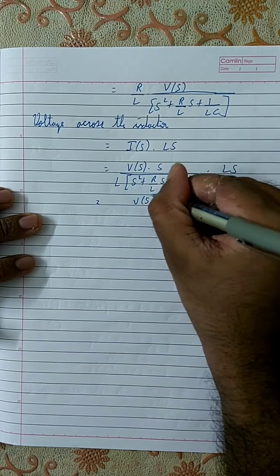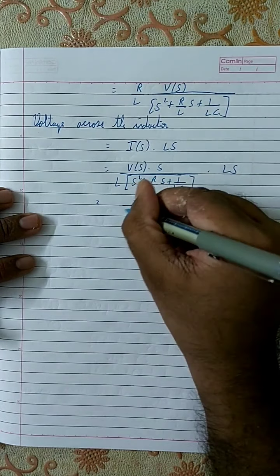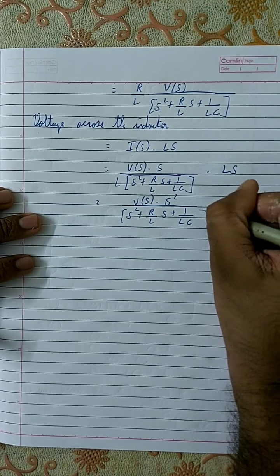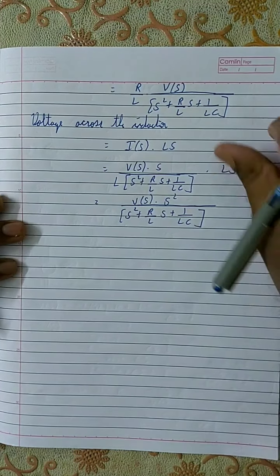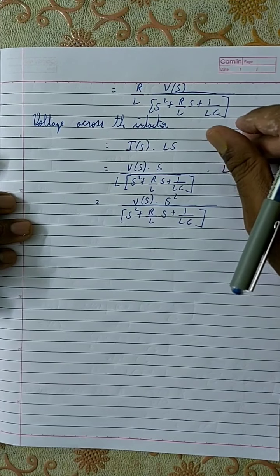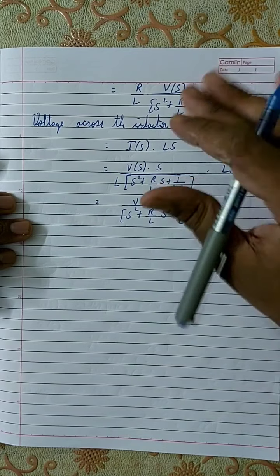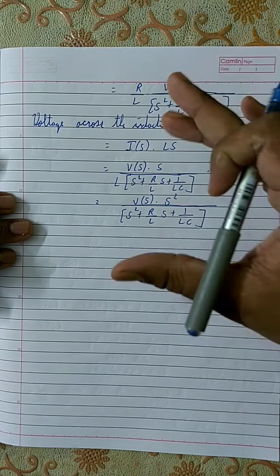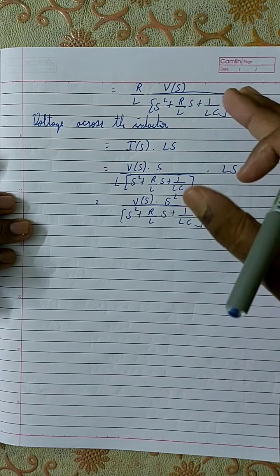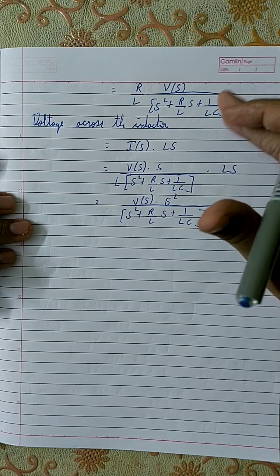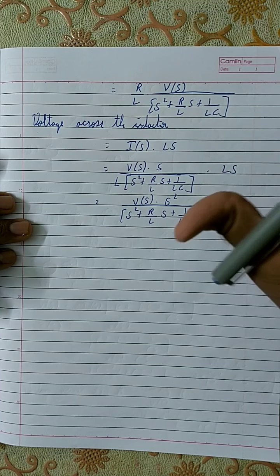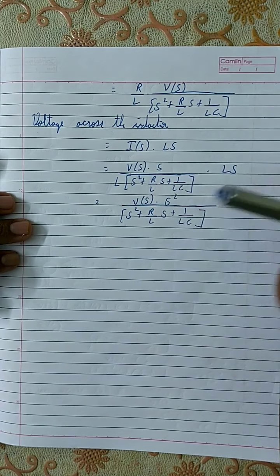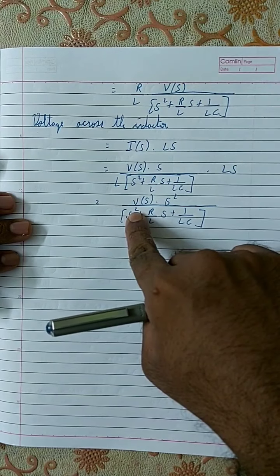L and L will cancel each other, and you will be left with V of S into S square by S square plus R by LS plus 1 by LC. Okay. For those of you who are finding this partial fraction method slightly difficult, please don't hesitate to contact me. I will teach you separately how to find the partial fraction. It's basically just a simple thing, but when it comes to some tricky situation, you need to apply some tricky methods to find the values of the coefficients. Okay, so this is one of the equations over here.